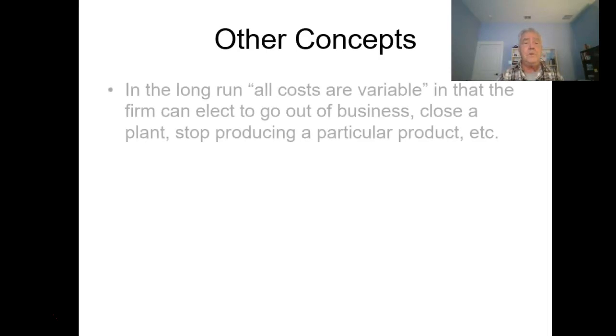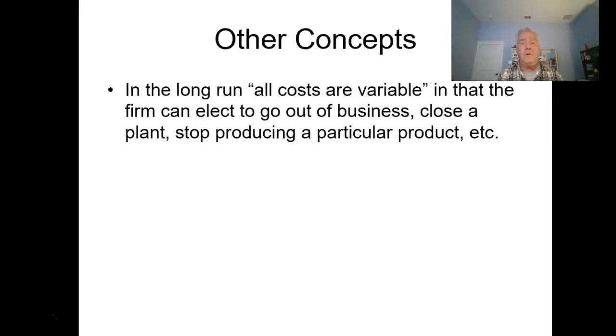So other concepts. In the long run, as we've said before, all costs are variable. They're variable because a business can elect to go out of business. It can close a plant. It can stop producing a particular product, the hula hoops, for instance. Barbie dolls are going through the same type of thing. Okay, close the plant, stop making the product, substitute another product, like Apple does, continually bring out new products. But in reality, in the long run, all costs are variable. We can reduce the rent by going to a different building.